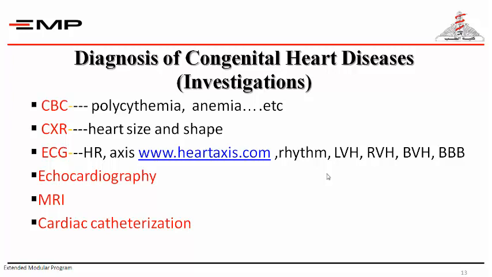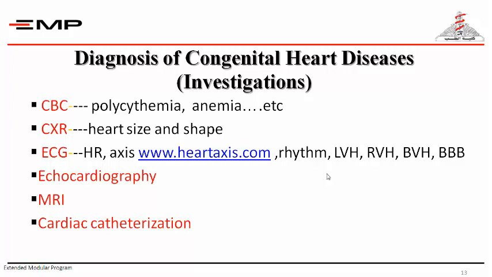To go to the investigations, we can do the CBC either to see polycythemia or anemia. Polycythemia occurs if the child is cyanotic, and the hypoxia can stimulate the bone marrow for more production of RBCs, resulting in polycythemia, or anemia due to heart failure, failure to thrive, or difficulty of feeding. Chest X-ray to see the heart size, either cardiomegaly or small heart, and shape. The ECG for the heart rate, the axis and the rhythm, either left ventricular hypertrophy or right ventricular hypertrophy.